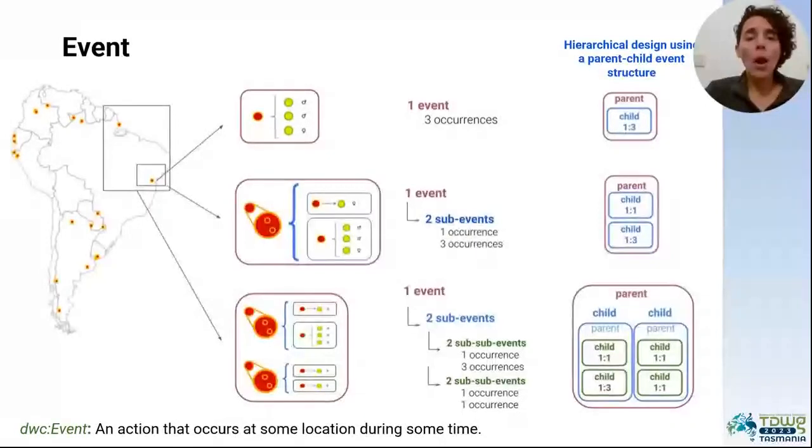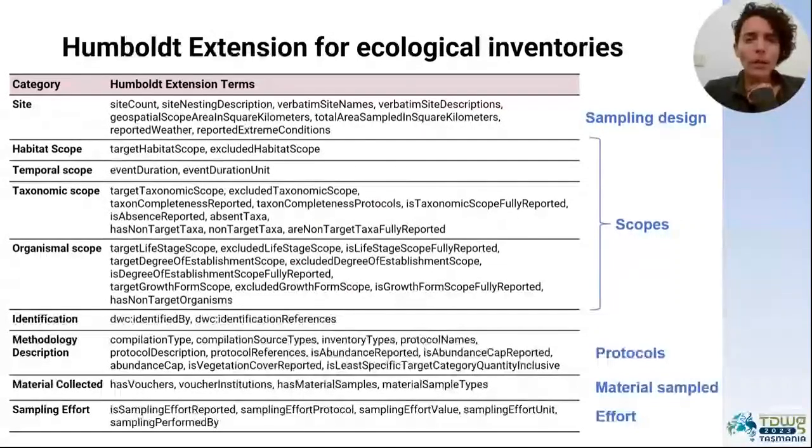So here we have one higher level event with two sub-events, the plots, with two sub-sub-events, the point counts. This nested sampling design can be translated into a relational database schema as a parent-child event relationship. So that's what you see on the right side of the slide. And this can be incorporated or recorded in the Humboldt extension for ecological inventories.